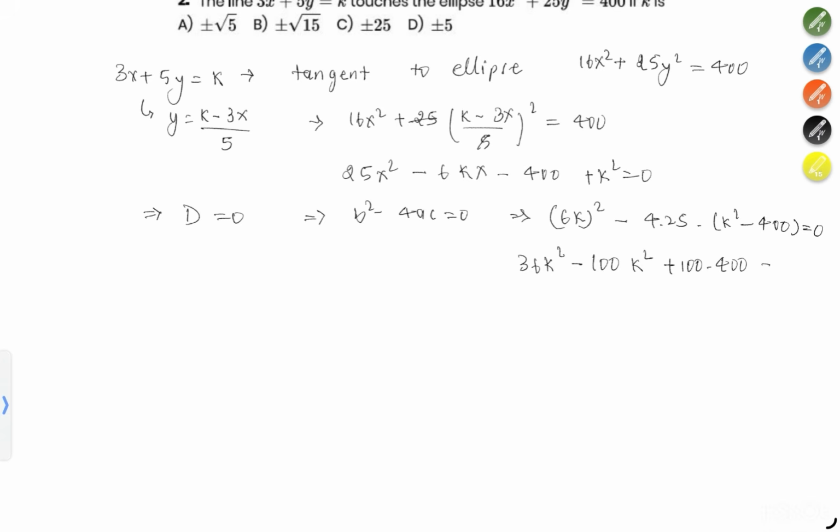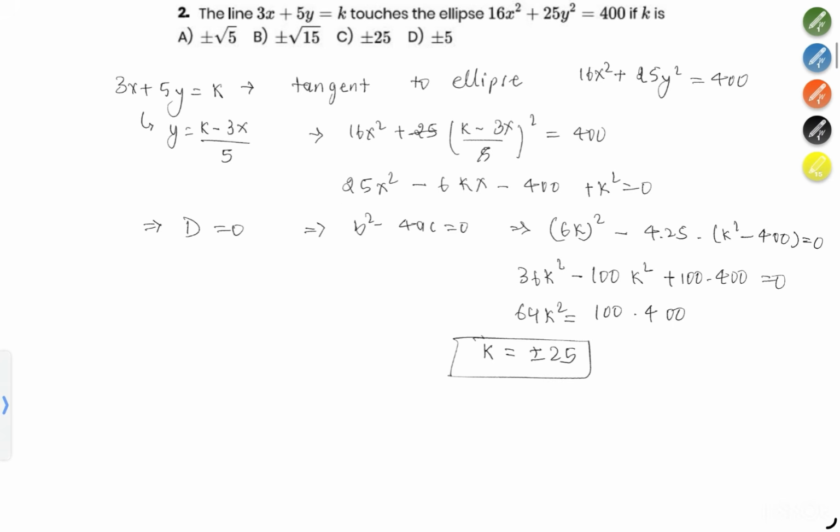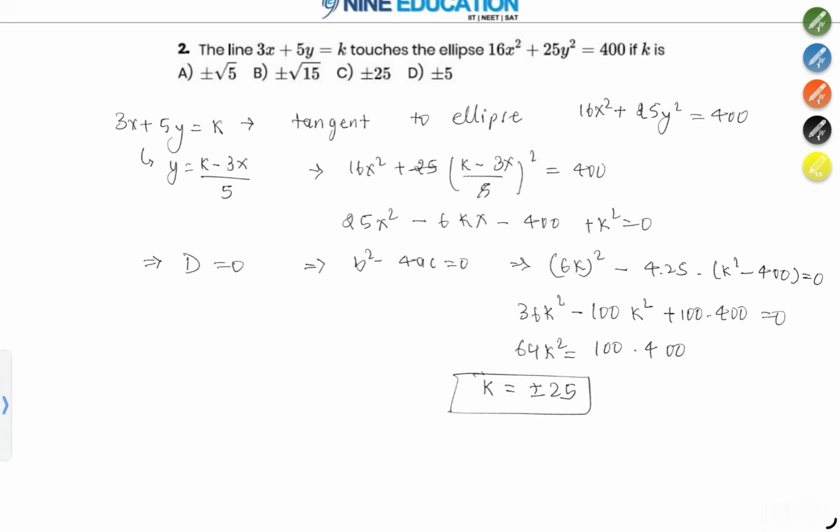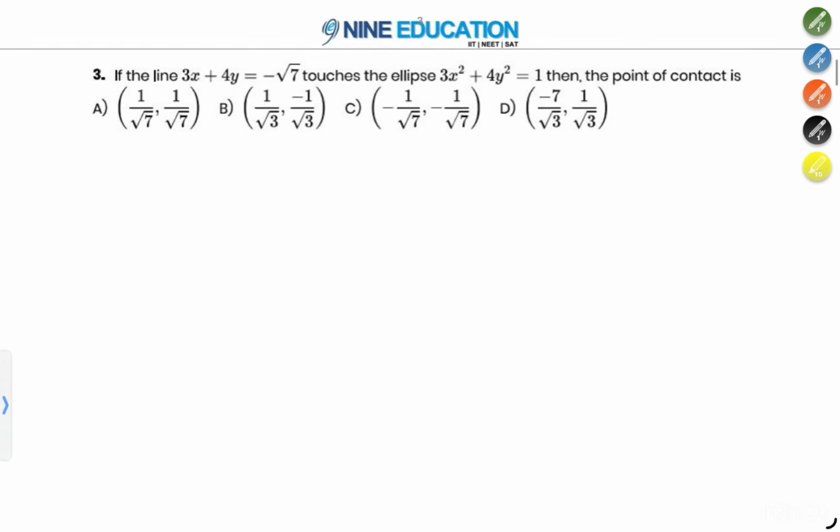plus 100 into 400 equal to 0. So simplified, 64k square equals 100 into 400. So from here we get k equals plus minus 25. And that is the required answer that we will have. So C is the correct answer for the second. Now let us move to question number 3.